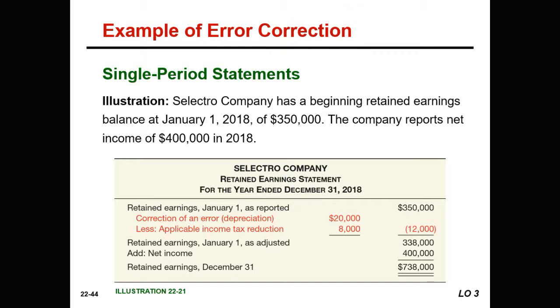Here we show the single period statement with the correction of the error. Selectro had a beginning balance on January 1st, 2018 of $350,000. And then the company reported $400,000 of net income in 2018. In order to account for the impact of this error, they would note correction of an error for depreciation of $20,000 less the applicable income tax reduction of $8,000, for a net $12,000 reduction to the retained earnings.